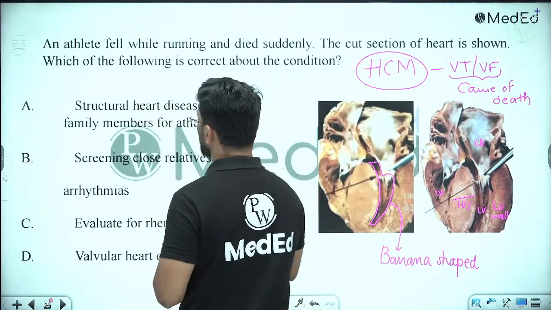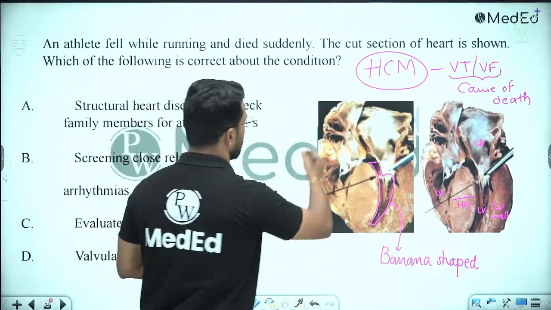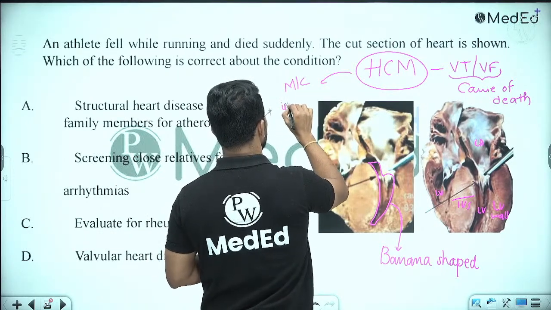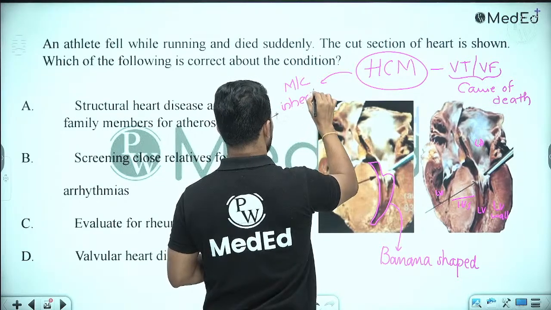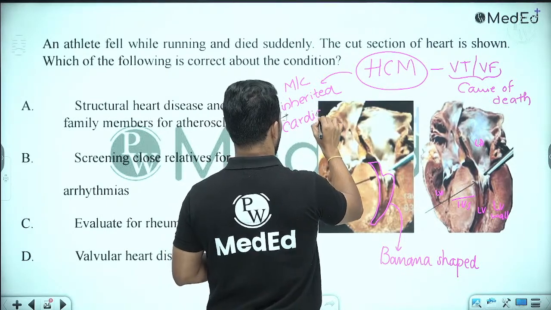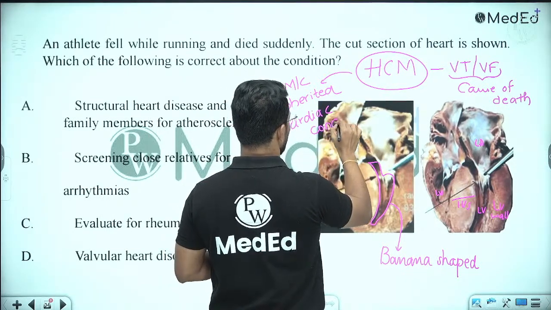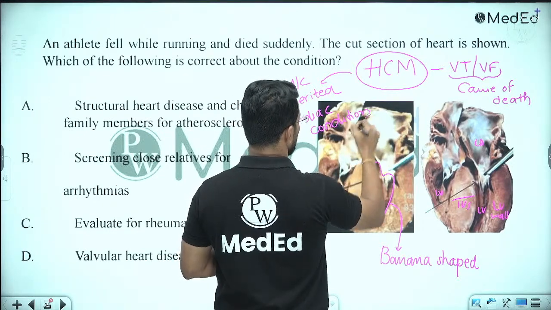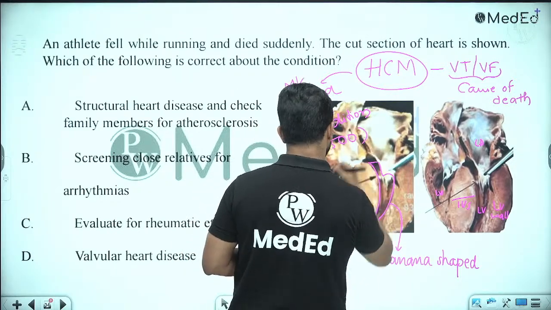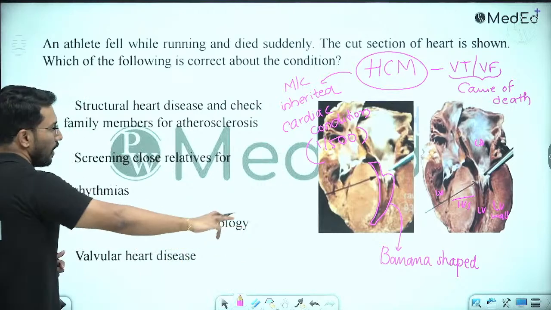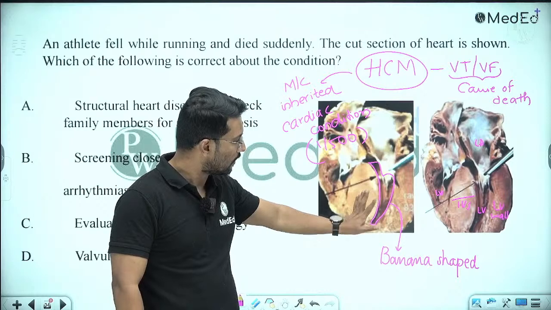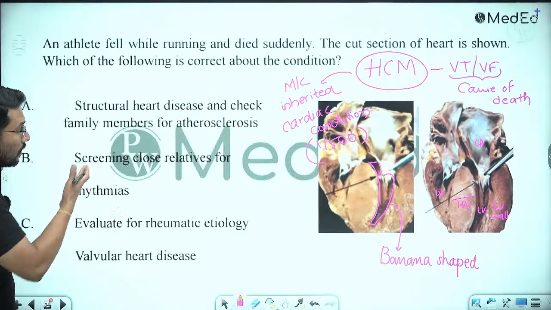It is an inherited condition. It is the most common, let me write it down so that you don't forget it. It is the most common inherited cardiac condition, seen in almost 1 in 500 individuals. That common it is. Okay, so it is a heart disease where there is hypertrophy of the ventricle, particularly the interventricular septum. Okay, now let us look at the options from bottom up.